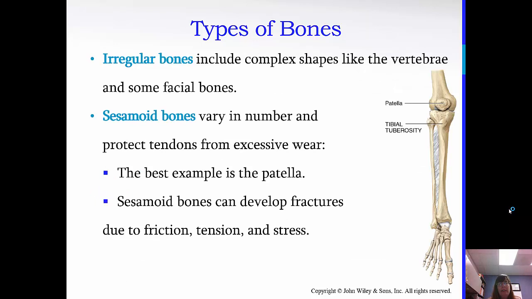Irregular and sesamoid bones, again, sesamoid bones vary in number, but their main point is to protect the tendons from excessive wear. So the patella, of course, is the best example. They themselves can develop fractures, however, because they're under a lot of stress and tension.